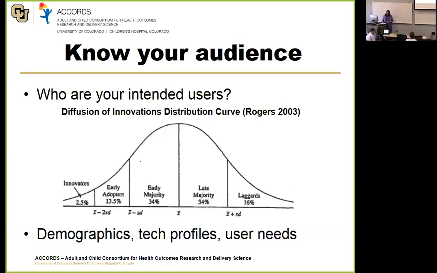Laggards are people who generally don't like change, they're suspicious of technology, or they don't have the money to make investments in new technologies as they come along in the early phase. So you need to consider your potential user base by their demographics, by their profiles, and by their needs, because they're all going to fall along the spectrum somewhere. If you're designing something that's only going to be for that 2.5%, it's going to take a while before it goes out through the rest of the population.